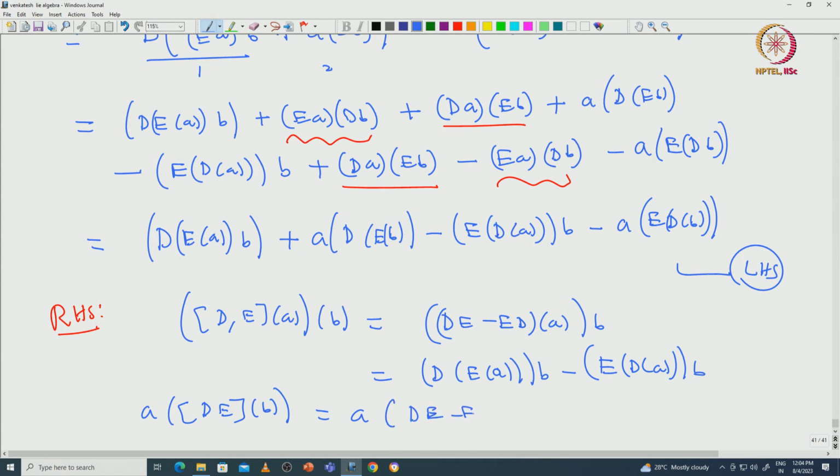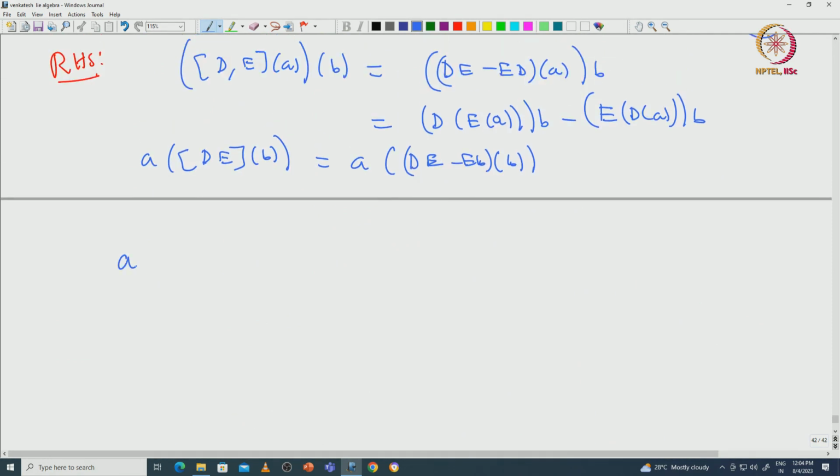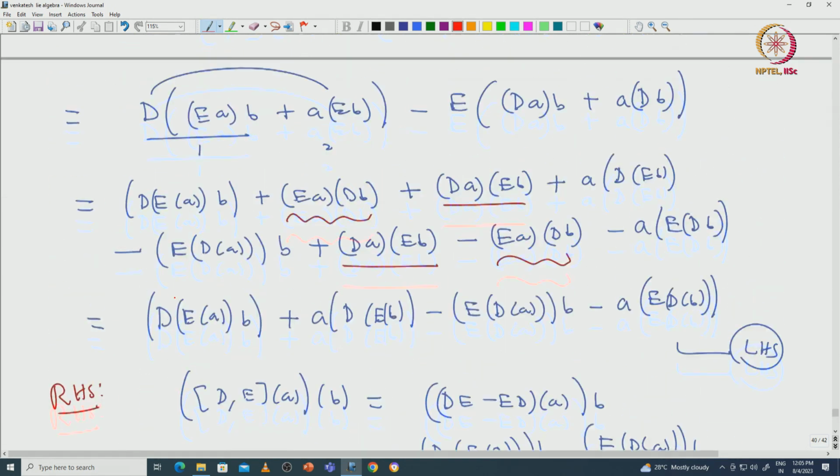So, dE minus Ed acting on B. So, then what you get? A times dE acting on B is equal to A times d of E of B minus A times E of d of B. Okay. So, this is 1, this is 2. So, now what is 1 minus 2? That is what we need to compute now.